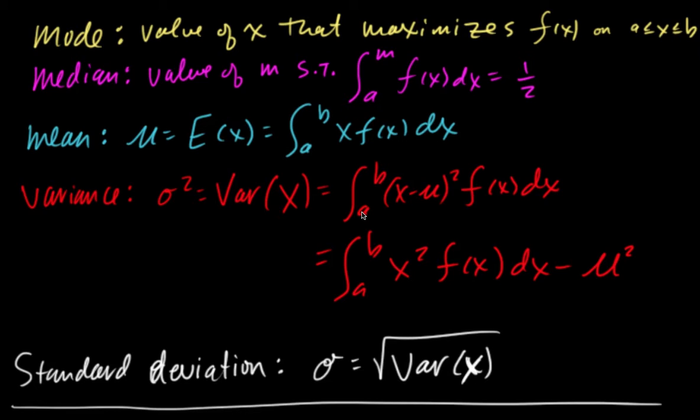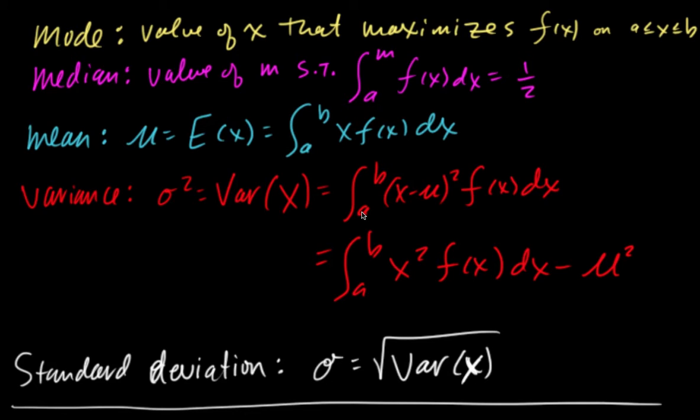So the mode is defined as the value of x that maximizes f of x on the interval from a to b. The median is the value of m such that if we take the integral from a to m of f of x, we get 1/2. So it's right in the middle, right? Because the full area is going to be 1.